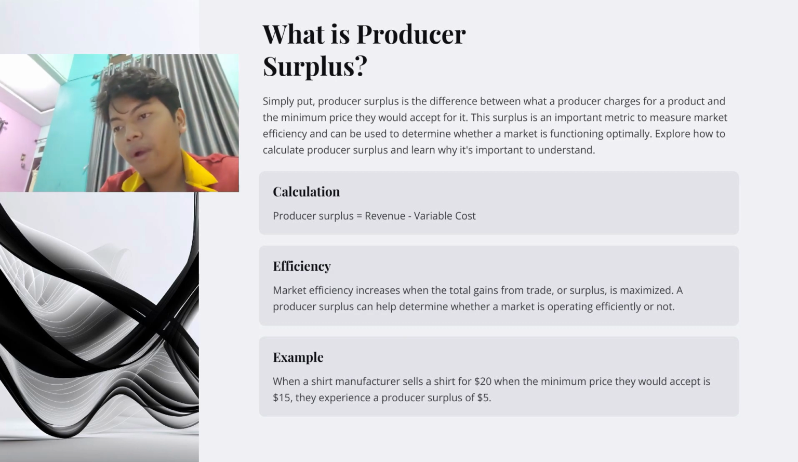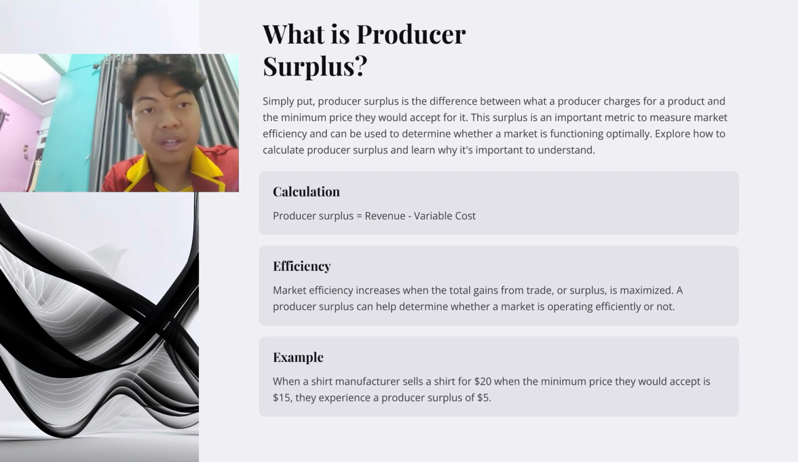Example: when a shirt manufacturer sells a shirt for $20 when the minimum price they would accept is $15, they experience a producer surplus of $5.